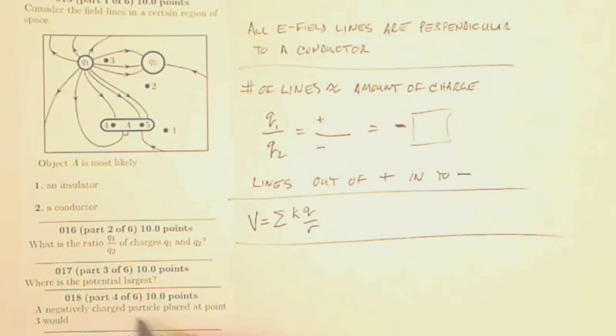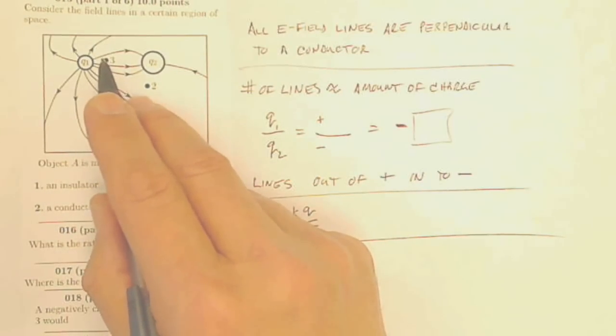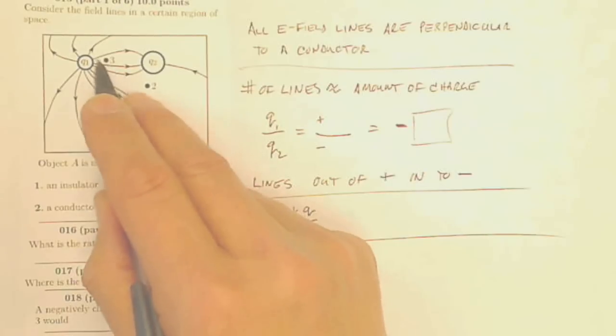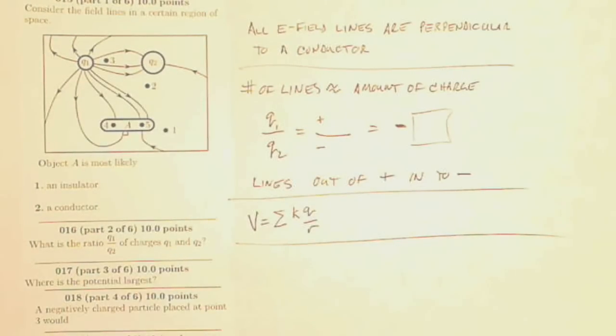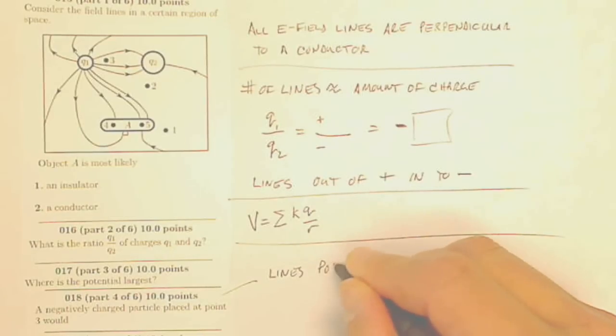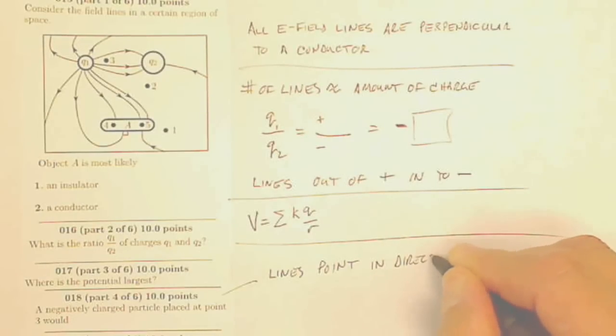A negatively charged particle placed at point 3 would do what? Well, a positive charge would go in the direction that the field goes. A negative charge would go opposite the direction of the field lines. So I'll let you figure out what direction the force would be on a charge placed there. Number 19 says, where is the electric field the smallest? So wait, for number 18, the rule would be that the lines point in the direction that a positive would feel a force.